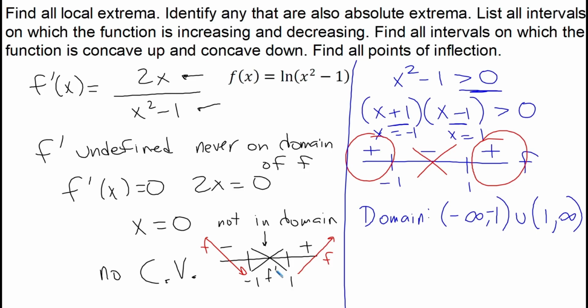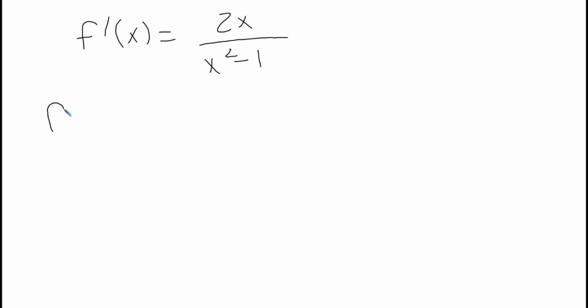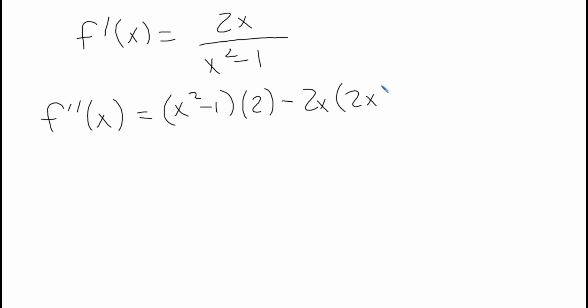So the next step is going to be to find when this thing is concave up and concave down. So we're going to find our second derivative. Our original derivative here was just 2x over x squared minus 1. So we'll use the quotient rule to find this derivative. So f double prime of x is going to equal, quotient rule would be denominator times derivative of numerator, which is just 2, minus numerator times derivative of denominator. And that'll all be divided by our denominator squared.